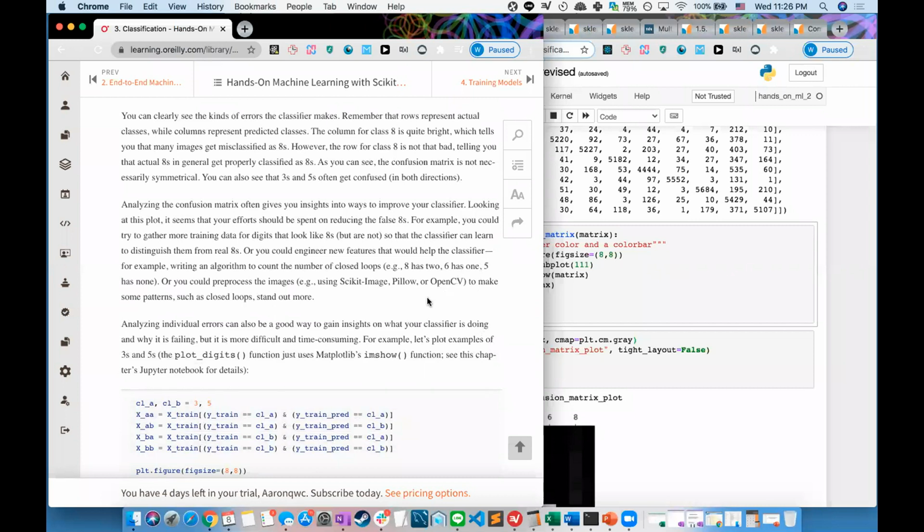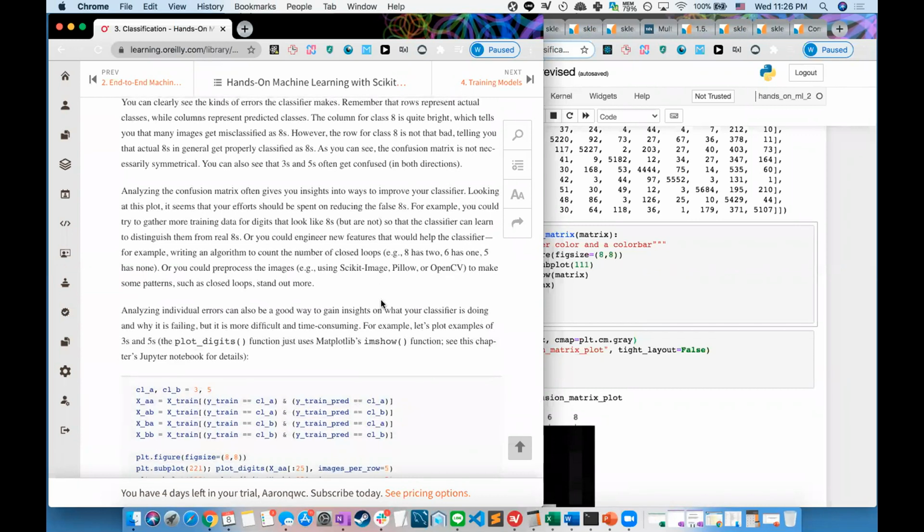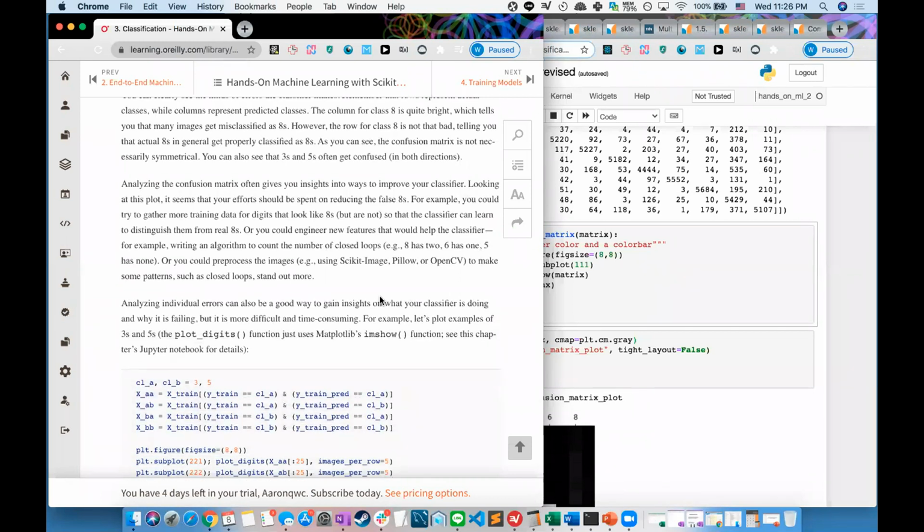Looking at this plot, it seems that your efforts should be spent on reducing the false 8s. For example, you could try to gather more training data for digits that look like 8s but are not. So I guess that's one of the ways to add more data, so that the classifier can learn to distinguish them from real 8s.